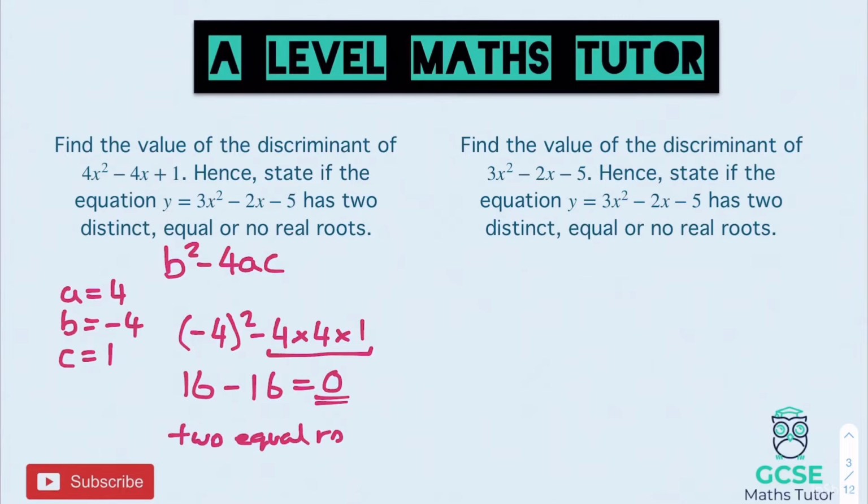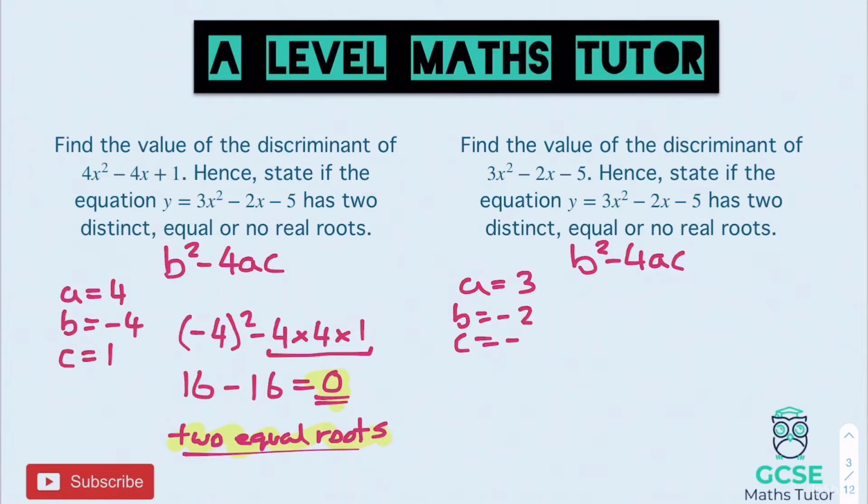So we have 2 equal roots for our first one. Let's just highlight that, so we get 0 and 2 equal roots. On to our next one. We've got b squared minus 4ac again. Our value of a is 3, our value of b is -2, and our value of c is negative 5. If we put these in, let's see what we get.